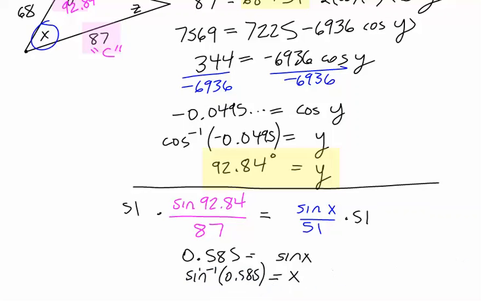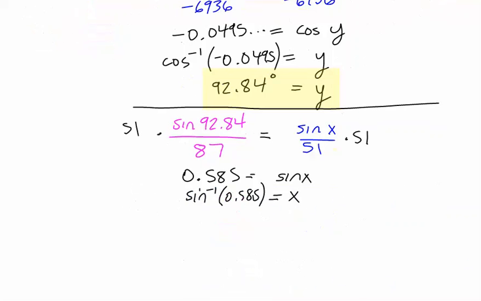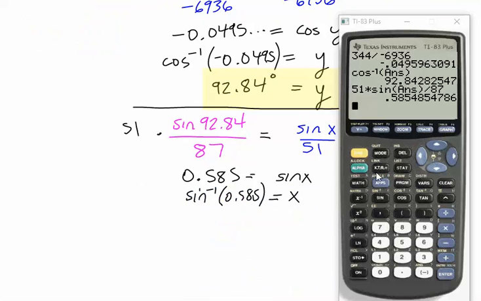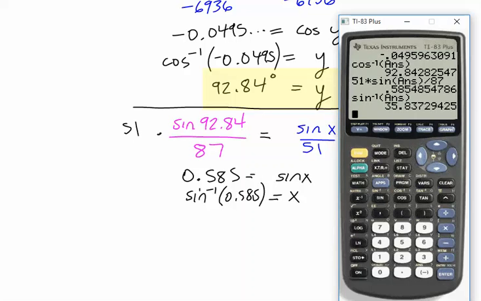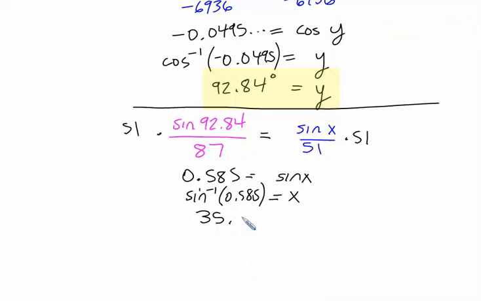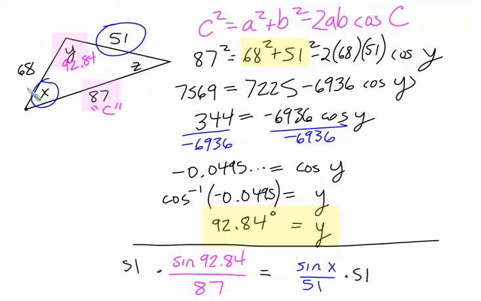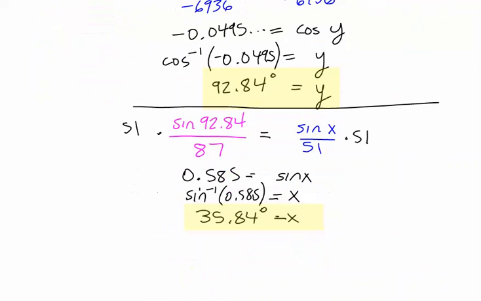Now, it's ideal and recommended and necessary for you to keep all of those decimals. So we'll go to our calculator and we're going to type the inverse sine of the previous answer. And we get 35.84. Now in this case, we also have to wonder, could it be obtuse? But when we look back at the picture, x is clearly acute. So here I'm just going to write that it's an acute angle, and that's all we need.